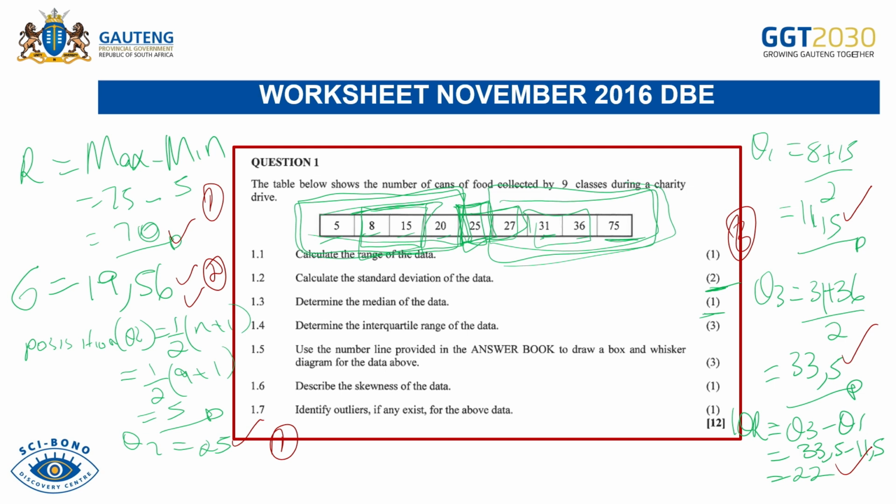Okay, and then 1.7, you have to identify outliers if any exist for the above data. Remember the two equations. If it's less than Q1 minus 1,5 times 1 interquartile range, and then it's greater than Q3 plus your 1,5 times your interquartile range, then it means it is an outlier.